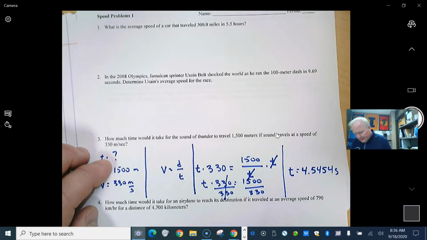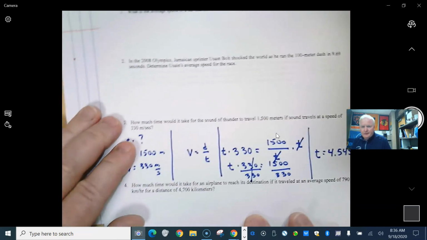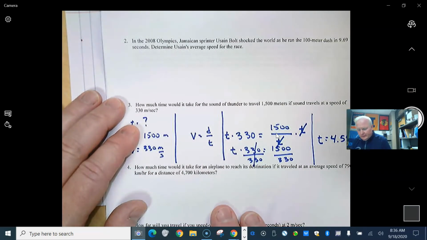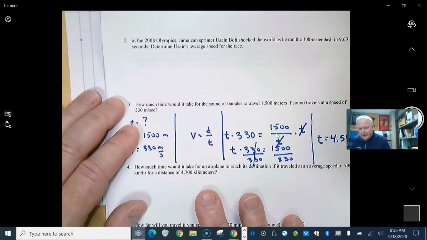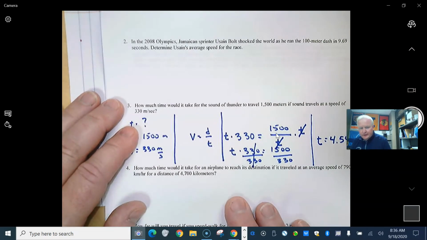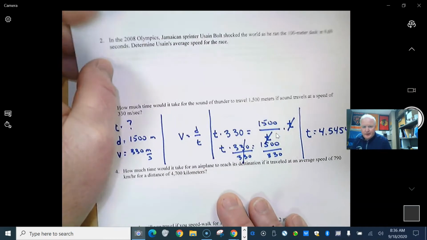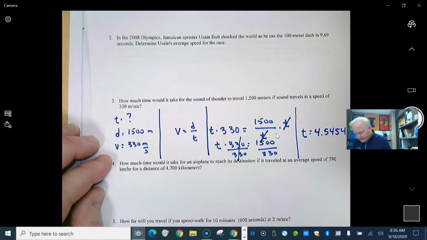All right. The next problem, 4, asks you to find time, so it's almost exactly like that. So I've done this one. I'm not going to do this one for you. I want you to learn on your own. You could always come to win or whatever else if you're having trouble. Okay, how far will you travel if you speed walk 10 minutes?